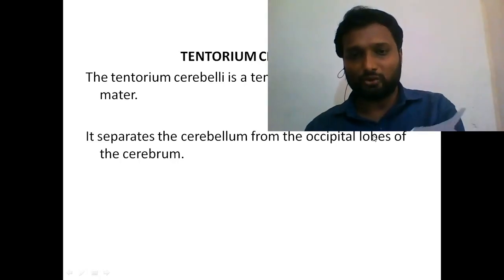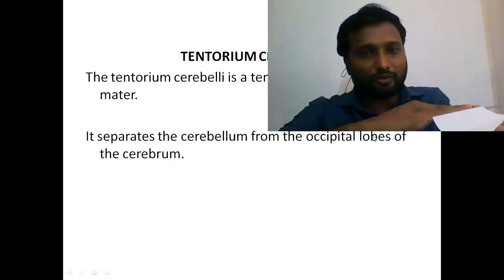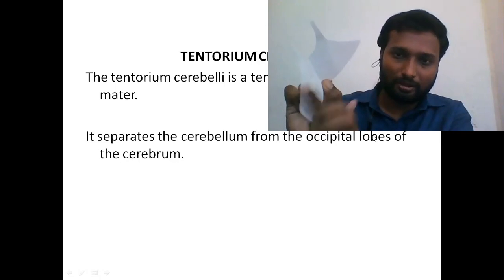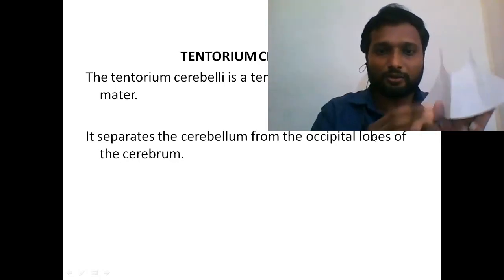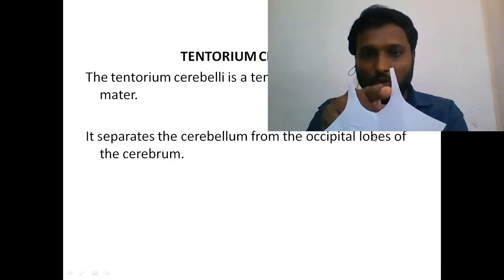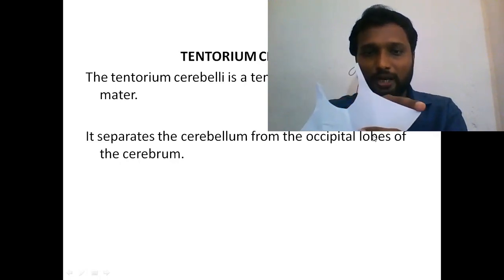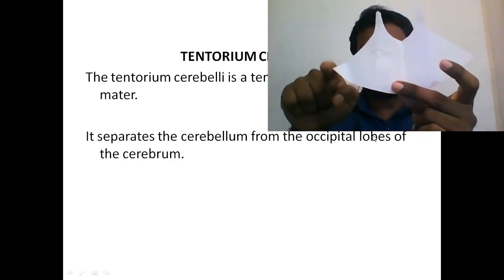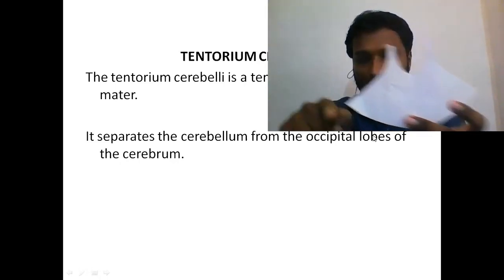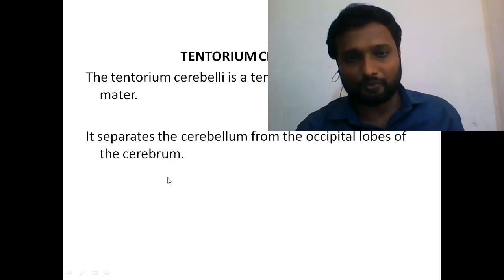What are the features of this tentorium cerebelli? It has two surfaces, one superior surface and one inferior surface. Then two types of borders: one free border or free margin, which is U-shaped, and the remaining part, one attached margin. Free margin means it is free, and attached margin means it is connected to some other structures. We'll see the details.